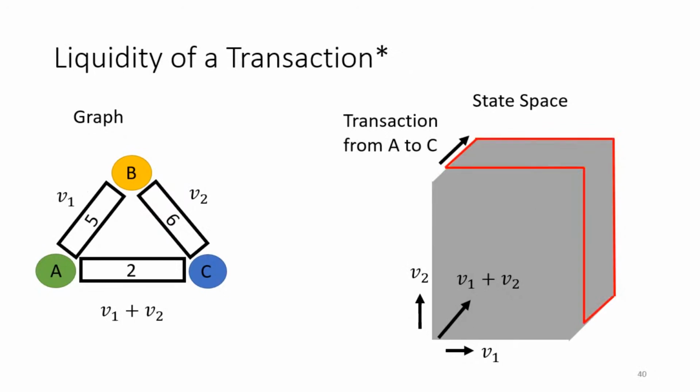This map also naturally gives a map from transactions to vectors, such that sending a transaction from a given configuration corresponds to adding a particular vector to a particular point. And a transaction fails if and only if adding that transaction would send a point outside of the gray state space. So for example, for this transaction here, adding this transaction will fail exactly in the red outlined region of the state space. Liquidity then becomes a question of studying the volume of this red outlined space.